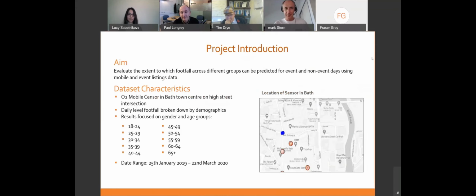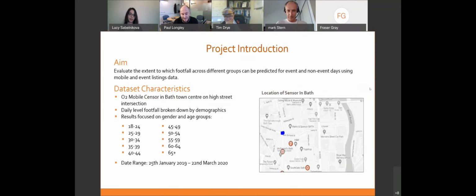In terms of the aim of the project, the main aim is to see to which extent footfall across different demographic groups can be predicted for event and non-event days using mobile and event listings data. The data was provided to me by Movement Strategies, and it was recorded by an O2 mobile sensor in the Bath Town Centre, which is located in the section as shown in the map.